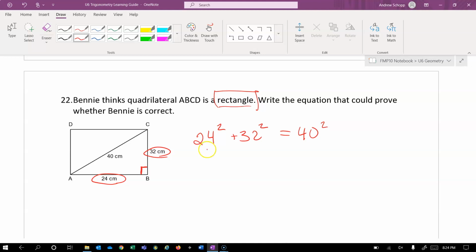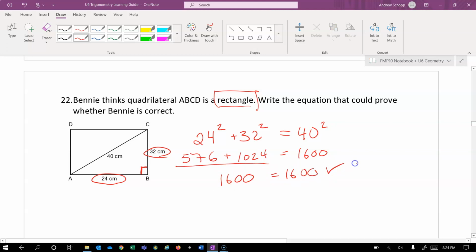And if we square 24, we get 576. And if we square 32, we get 1024. And if we square 40, we end up with 1600. And if we add these two together, we also end up with 1600. So there you go. We have verified that this is a right angle here, angle ABC, because the three side lengths, when used in the Pythagorean theorem, hold true.